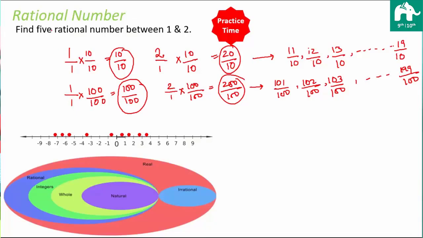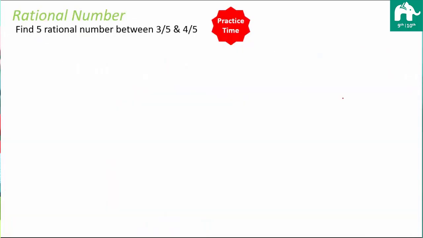So, the question is just asking for 5 rational numbers, which is nothing. Any 5 of these rational numbers exist between 1 and 2. Find 5 rational numbers between 3 by 5 and 4 by 5. Do I need to do it, or you'll try it on your own? I think you'll be able to try it on your own. I'll just give a slight hint.